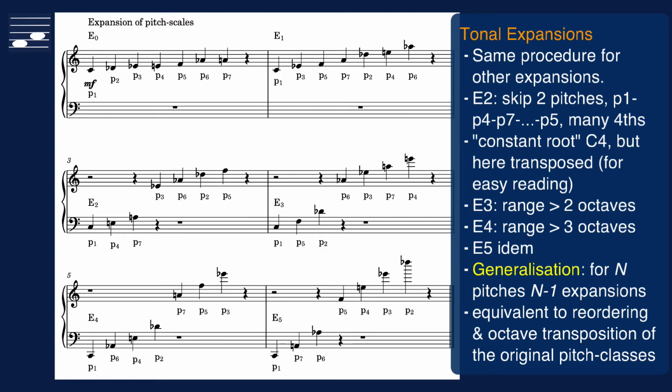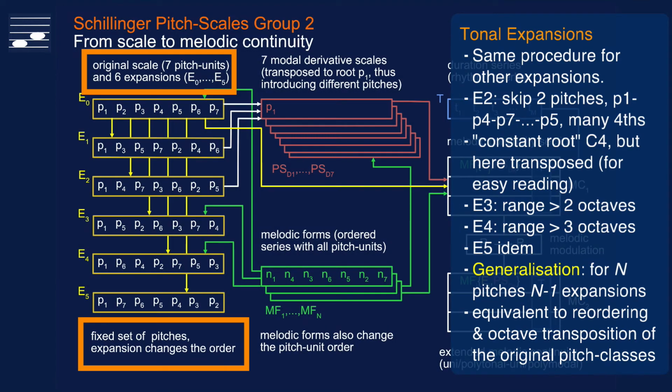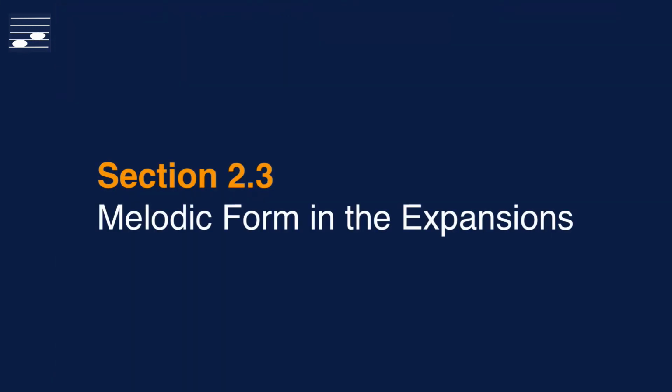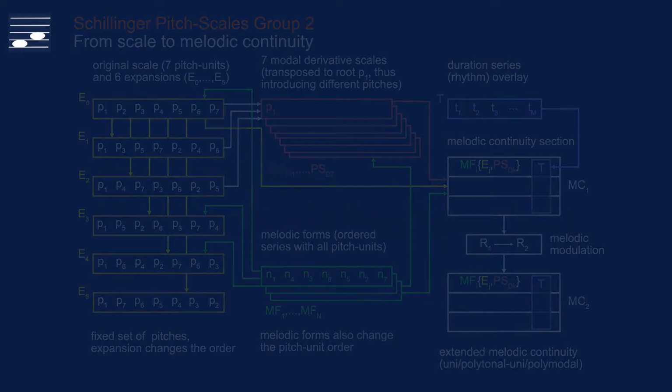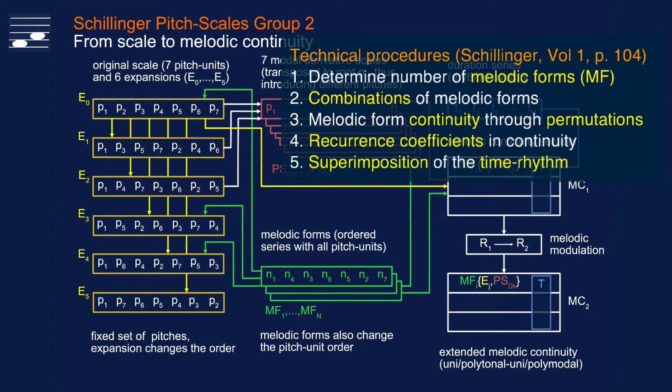As a generalization, for a scale with n pitch units, there will be n-1 possible tonal expansions. The process is equivalent to reordering and octave transposition of the original set of pitch classes. Scales are the basis of either melody or harmony. The procedure for obtaining a melodic continuity from a scale was presented in the tutorials on Group 1 scales, and is shown here once again.